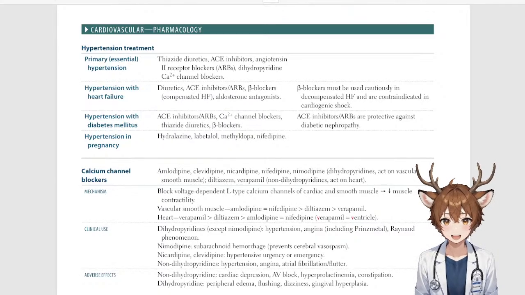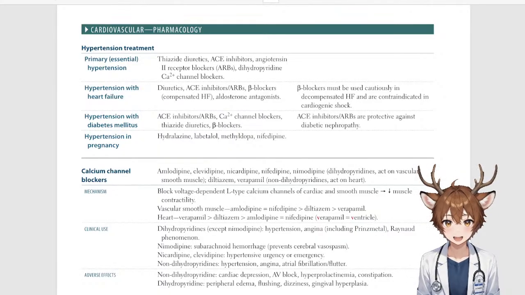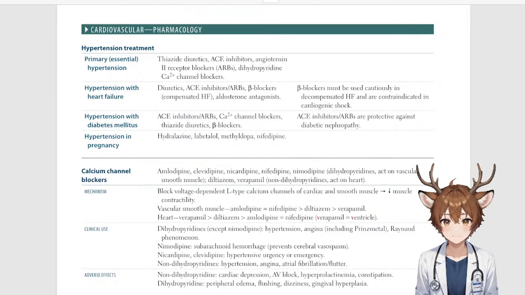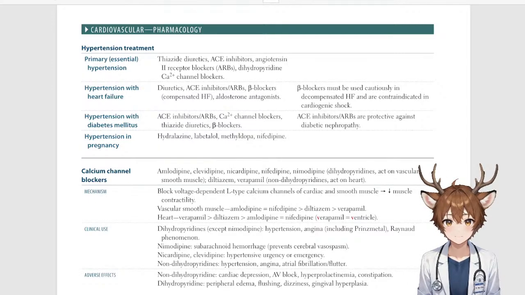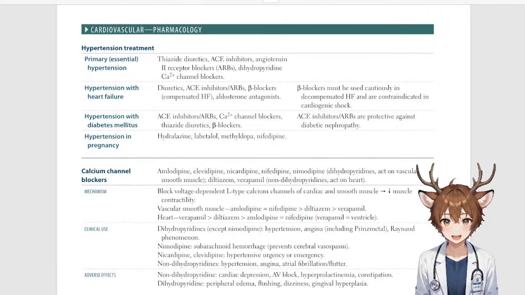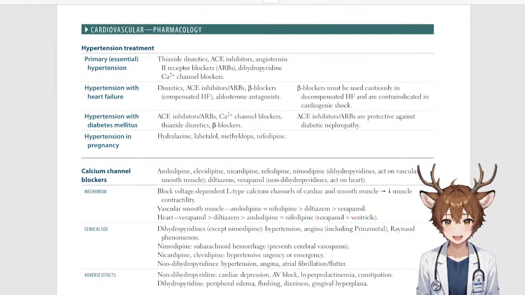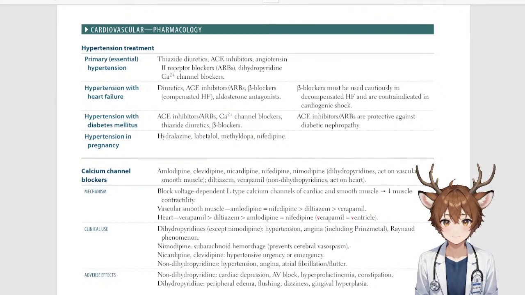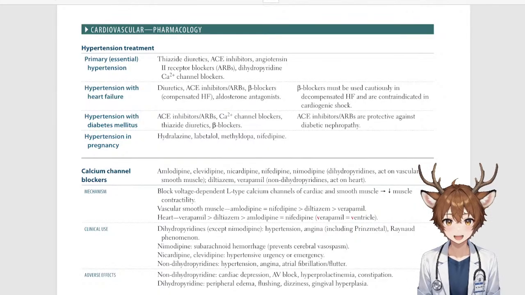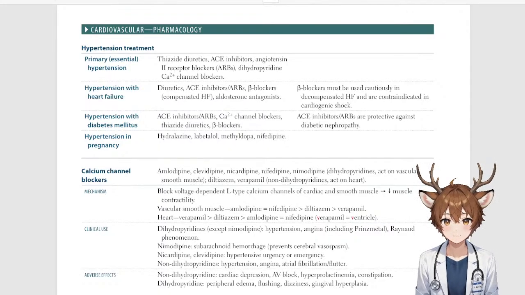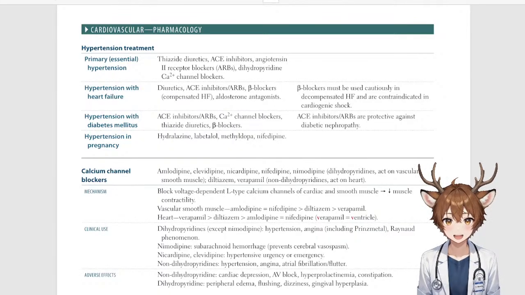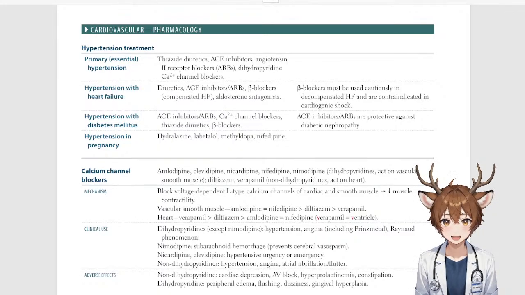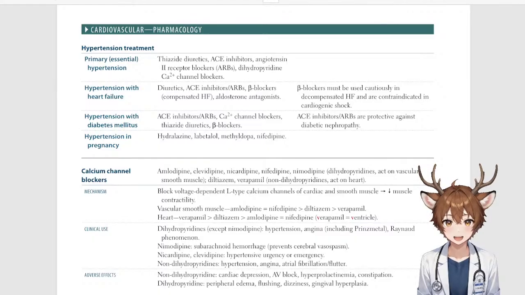What about hypertension with diabetes mellitus? You treat it with ACE inhibitors / ARBs, calcium channel blockers, thiazide diuretics, and beta blockers. It says here, ACE inhibitors / ARBs are protective against diabetic nephropathy. That's important to know. Beta blockers can mask hypoglycemia symptoms. Oh, interesting. That's a good point. So if you have hypoglycemia, if you have a beta blocker, you might not be able to tell. And that's a concern to be aware about.